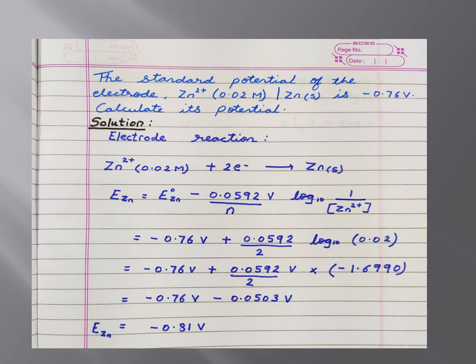So see the third step, minus 0.76 volt plus 0.0592 upon 2. Now students, over here you need to simplify this, that is you will be dividing 0.0592 by 2 and multiplying by minus 1.6990. So when you simplify this entire term, you will get minus 0.76 volt minus 0.0503 volt. So students, over here the potential of zinc is minus 0.81 volt. Such a numerical can be asked for 2 marks.